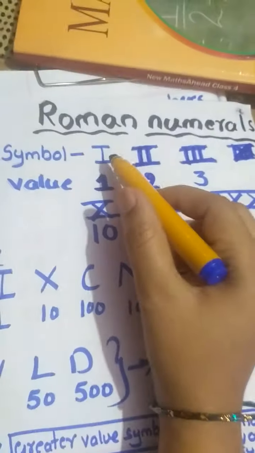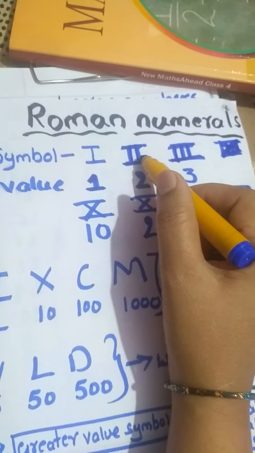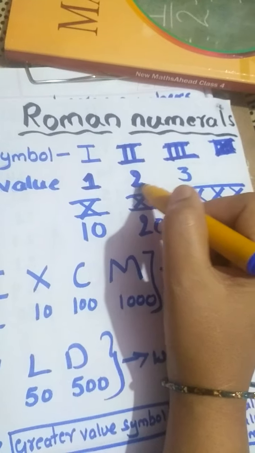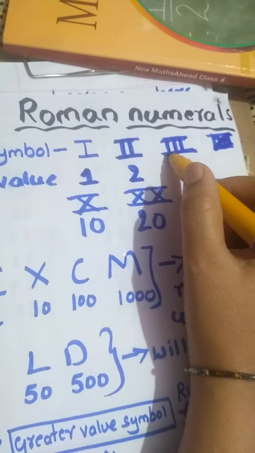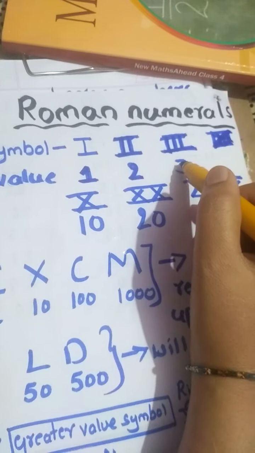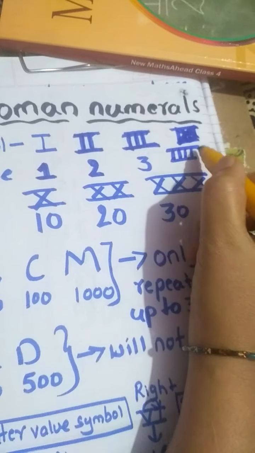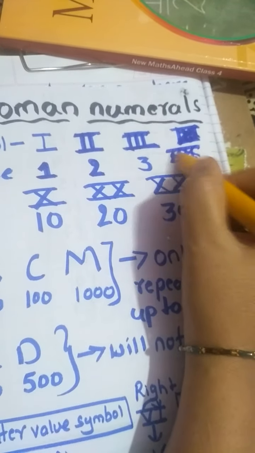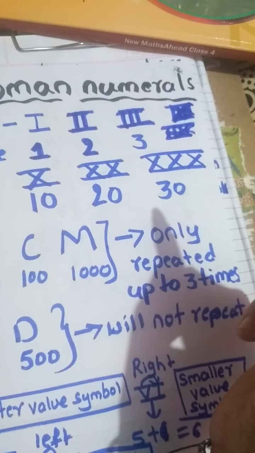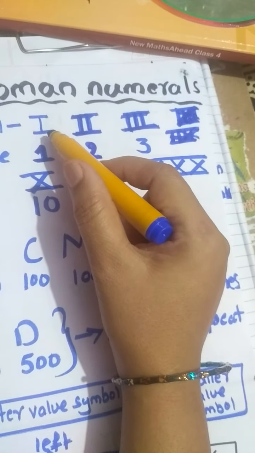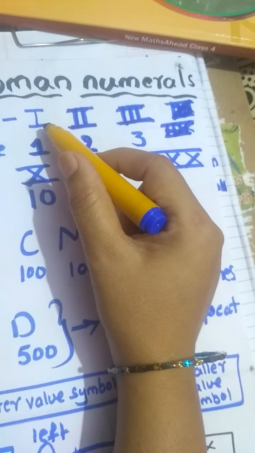Look at this. Here 1 is capital I. Capital I plus capital I, 1 plus 1 is 2. Capital I three times, 1 plus 1 plus 1 is 3. Like that 1, 1, 1, 1, can we write 4 like this? No. Like this we can't write. How to write 4, I will explain later. The symbol will repeat only 3 times, not more than 3 times.